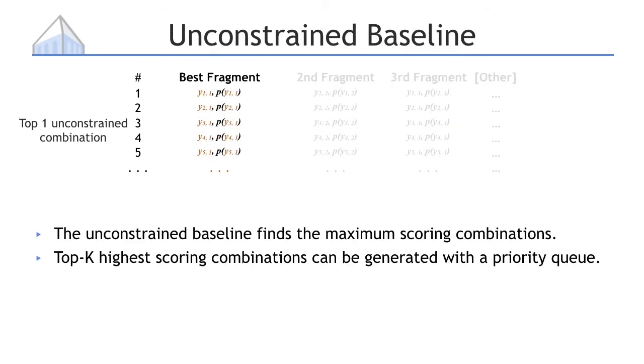The baseline approach solves an unconstrained optimization problem of maximizing the score of a full program by selecting a column for each row. As a sanity check, in this setting, the highest scoring combination is obtained by concatenating the fragments in the first column, and its score is given by taking the product of the scores in the first column. The top k highest scoring combinations, or say, the top k highest scoring programs, can be generated efficiently using a priority queue.